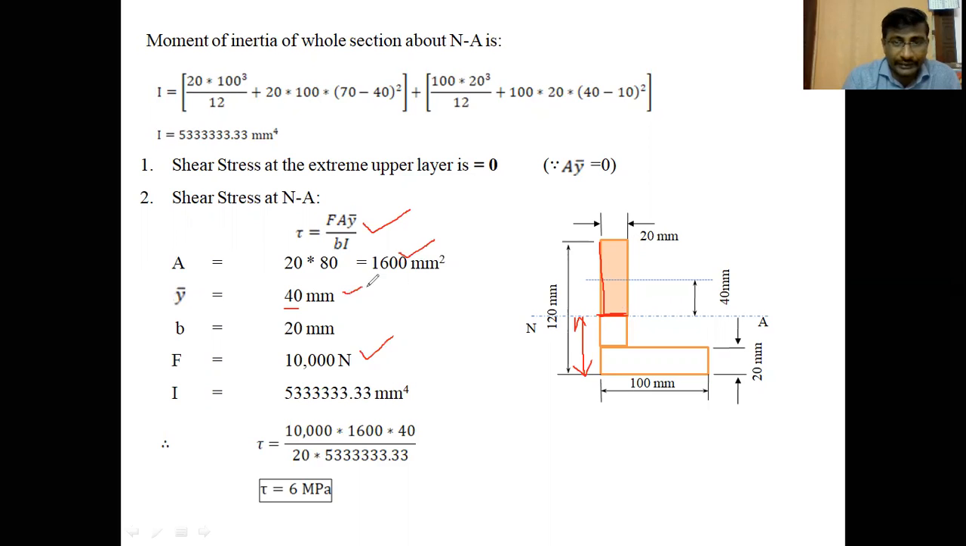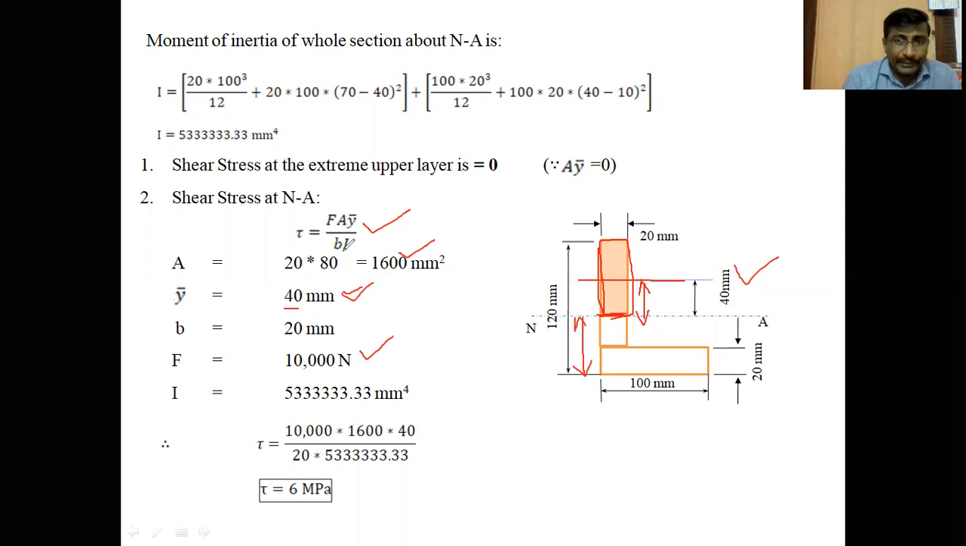Y bar means the center of gravity of this shaded area from the neutral axis. So this is the center of gravity. Total height is 80 from the neutral axis. Therefore, the distance of the center of gravity of the shaded area from the neutral axis is 40. Here 40. Y bar is 40 mm.